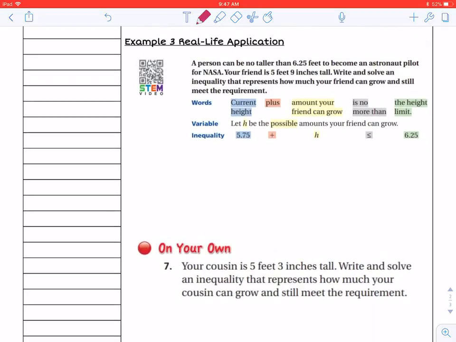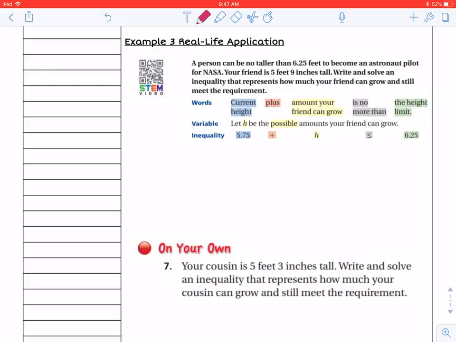And then we've got one more thing. We've got this word problem, a real-life application. And the word problem reads, a person can be no taller than 6.25 feet, or 6 25/100 of a foot, to become an astronaut pilot for NASA. Your friend is 5 foot 9 inches tall. Write and solve an inequality that represents how much your friend can grow and still meet the requirement.